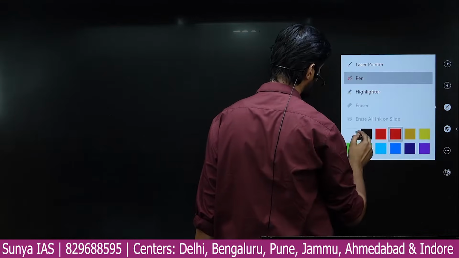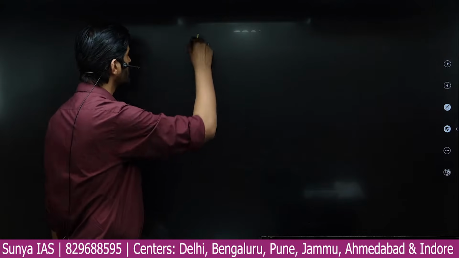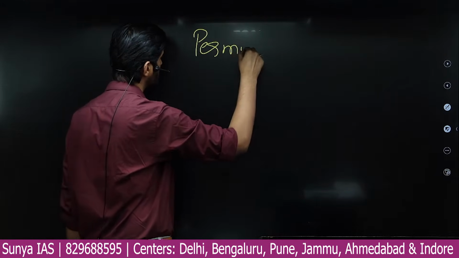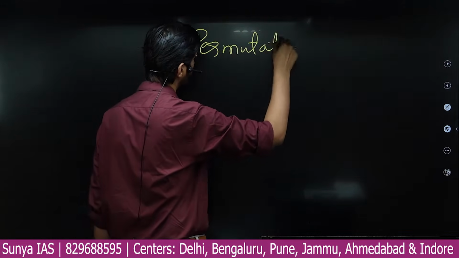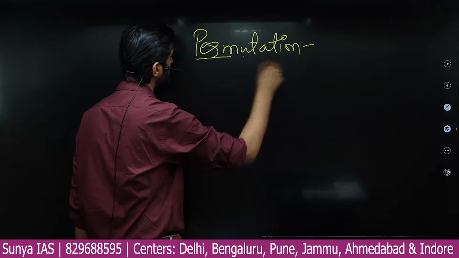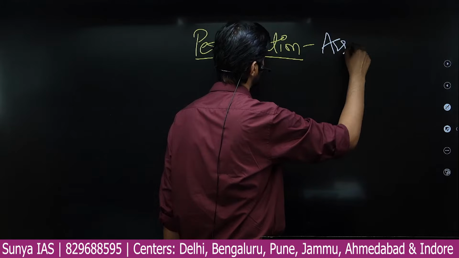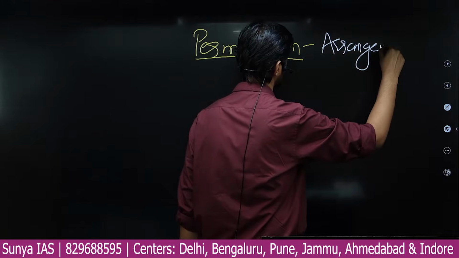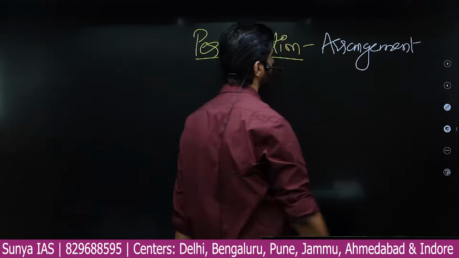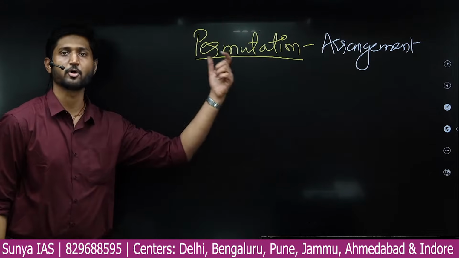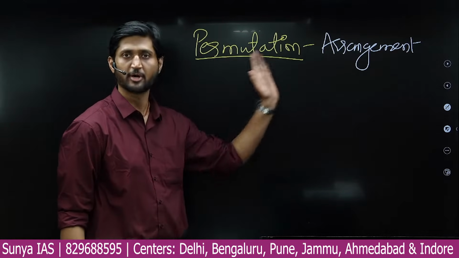And after that, we'll talk about the idea of permutation. So what permutation actually is? Permutation simply means arrangement. Okay? Different types of arrangements which are possible are called various permutations.